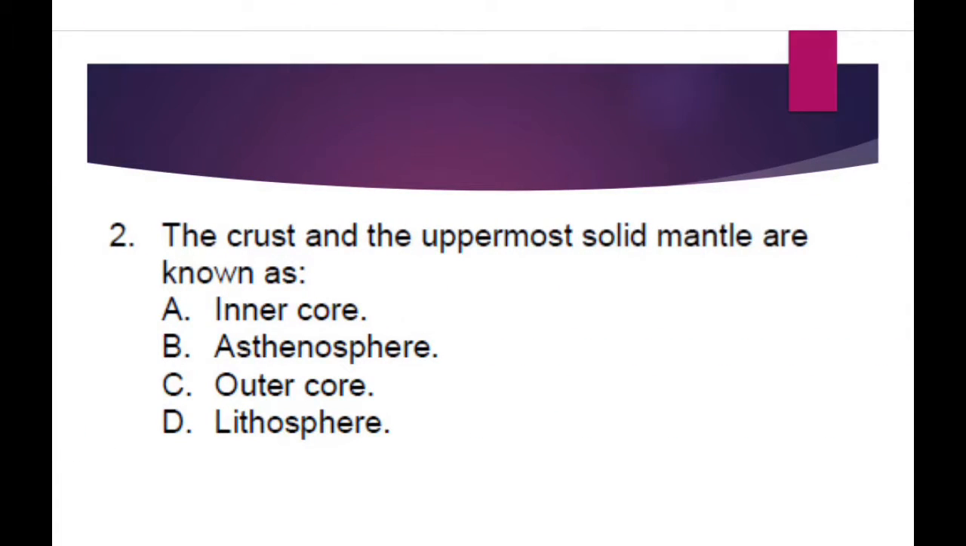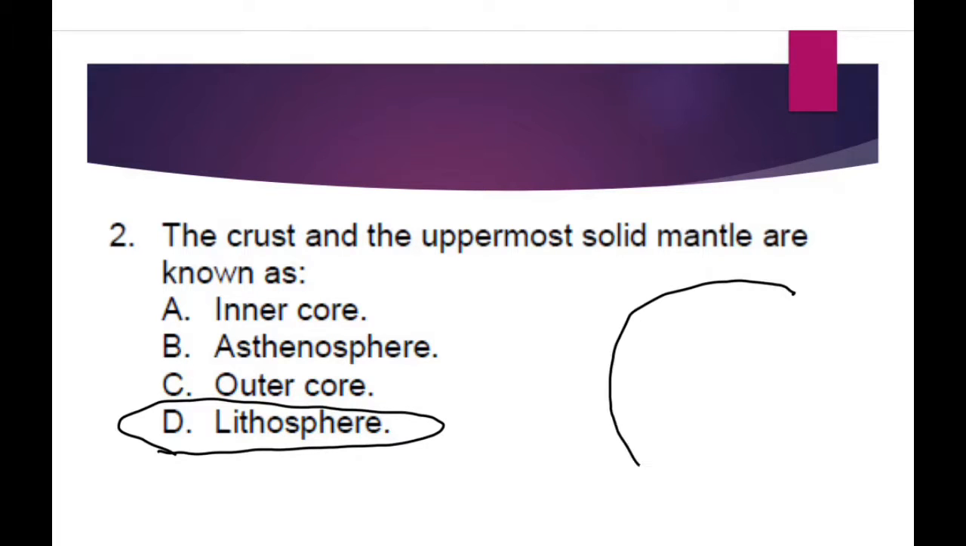Next question, the crust and the uppermost solid mantle are known as A, the inner core, B, the asthenosphere, C, the outer core, or D, the lithosphere. All right, the answer is D, the lithosphere. The reason for that is, if you look at the Earth like this, the lithosphere is made up of the crust, which is this part on the outside, and then the upper part of the mantle. And it's much thinner than that, obviously.